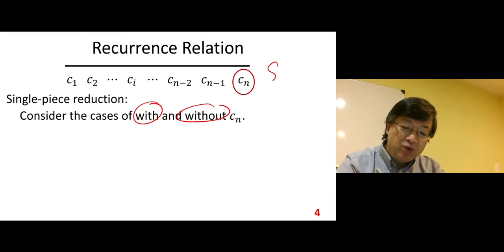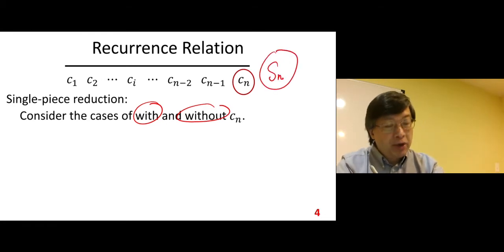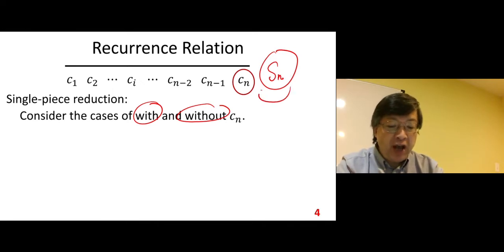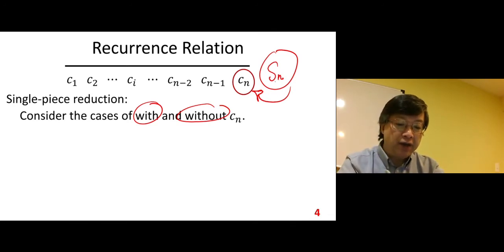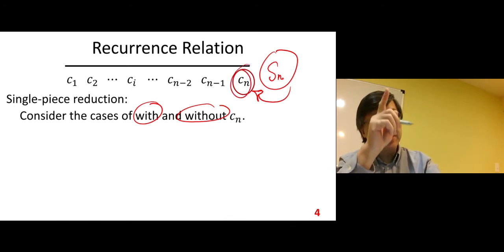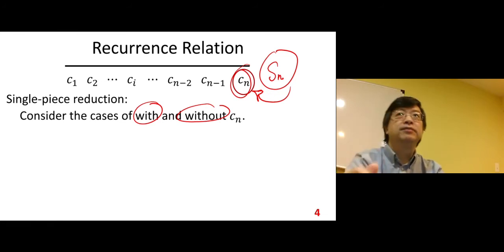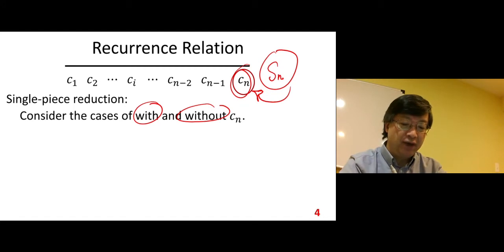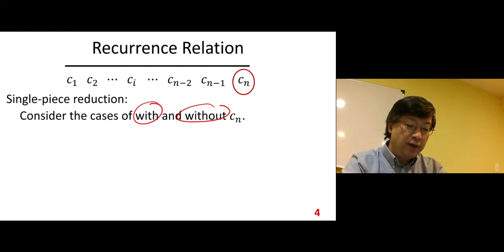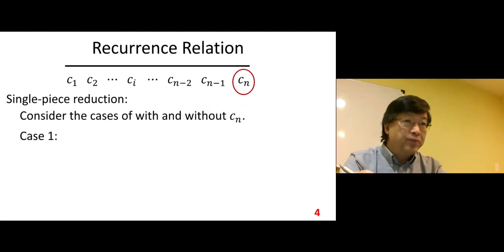Because when we try to get a solution Sn, does the optimal solution contain Cn or not? Both possible, right? Both cases possible. So there are two possible cases. One case, Sn contains Cn. Another case, Sn does not contain Cn. So we just consider those two cases.